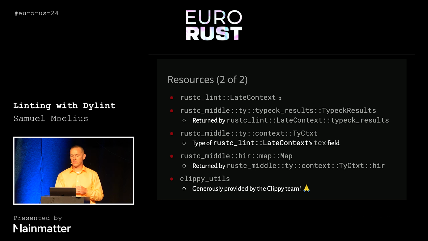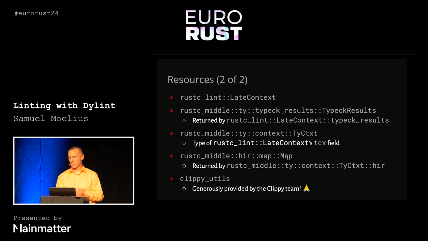So late context, this is that first argument cx that was the first argument to our check_expr function, and then one of the functions that you can call on that cx argument is type_check_results. This was how we got the type of the arg, the thing that was bound to arg, for example. A field on that late context object is something called tcx, and this allows you to get various information about typings of different objects.